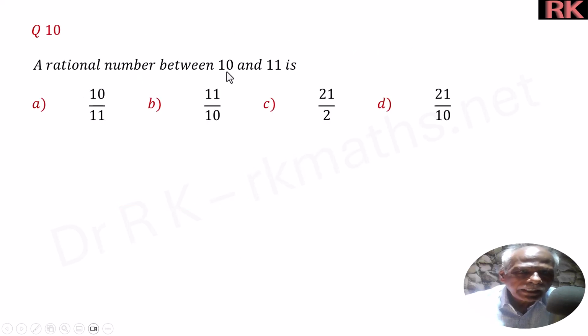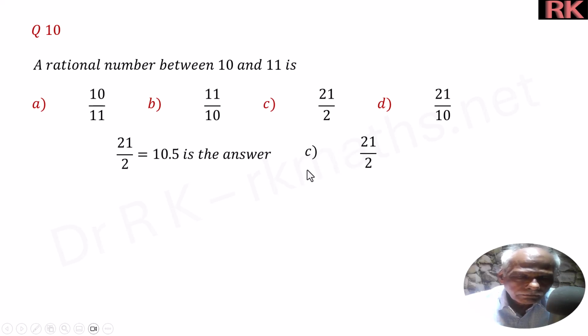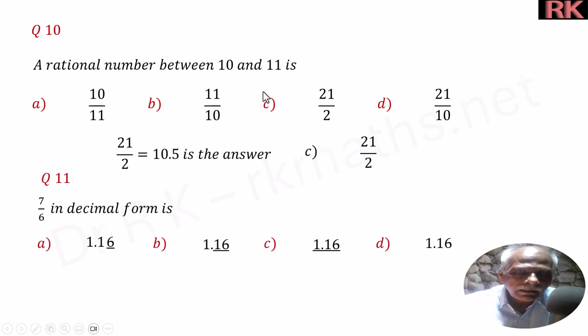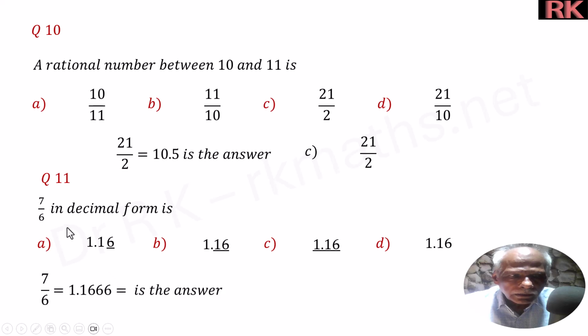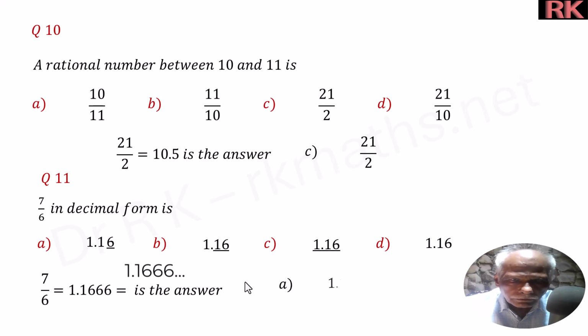A rational number between 10 and 11: it should be greater than 10 because 21 by 2 is greater than 10. Therefore, option C is the correct answer. The rest are all less than 10 or greater than 11. 7 by 6 in decimal form, please note, is 1.16666. The 6 is repeated many times, therefore 1.16 bar is the answer.